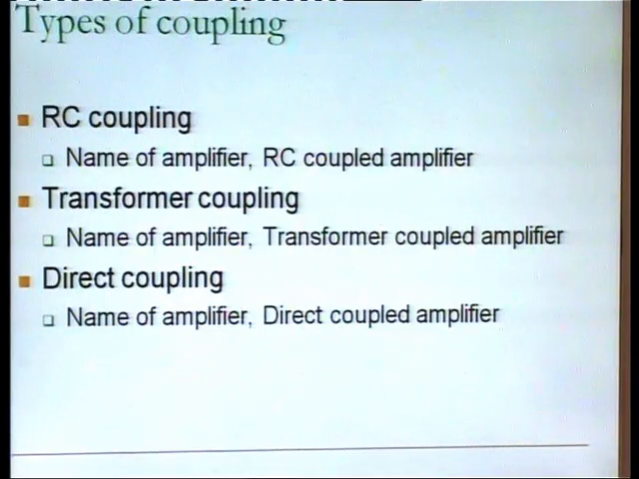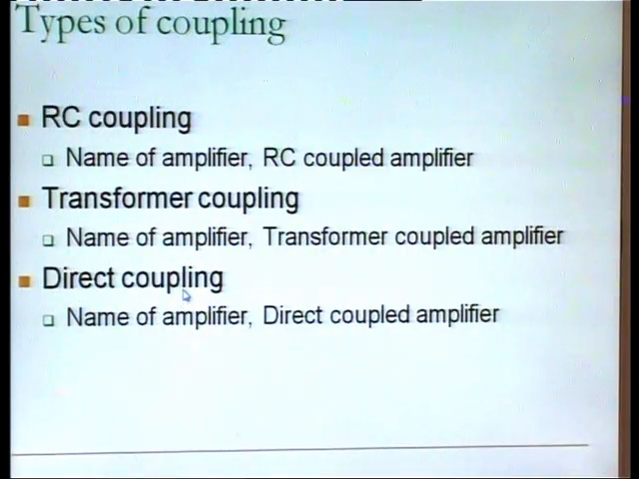The parameter through which they are coupled to each other gives the name of the type of coupling. That is RC coupling, and the amplifiers which employ this type of coupling are known as RC coupled amplifiers. Similarly, if the interconnection between the two stages is a transformer, the amplifier is known as a transformer coupled amplifier. And last is direct coupling. In this, no reactive components are used; we couple one stage directly to another stage, and an amplifier employing this type of coupling is known as a direct coupled amplifier.